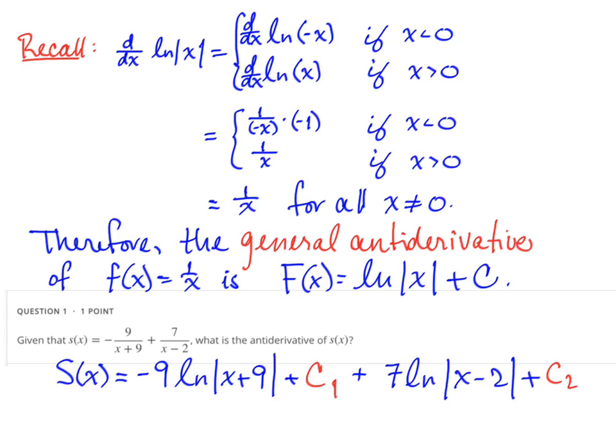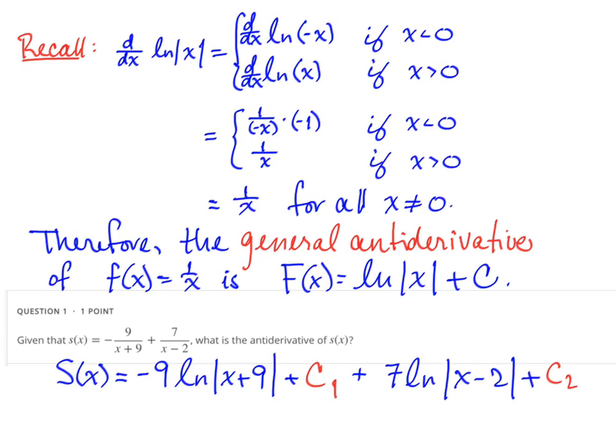The reason I'm using C1 and C2 is because if I use C for both of them, that sort of implies that they're the same number, and they are not the same number. They don't have to be the same number. They could be, but they don't have to be. Each antiderivative gets some arbitrary constant added to it.